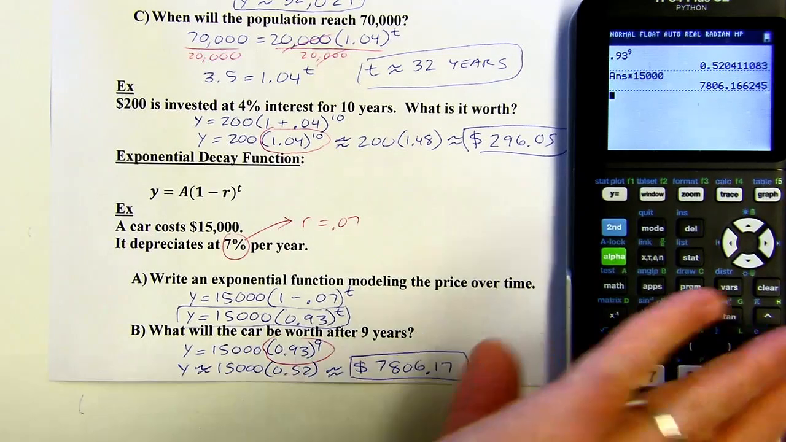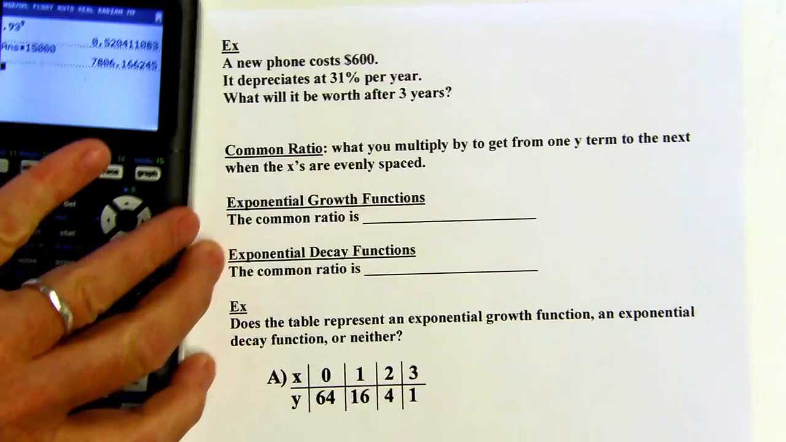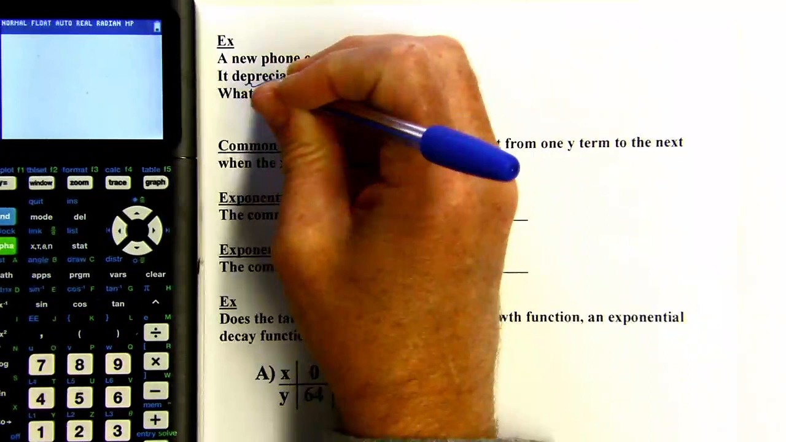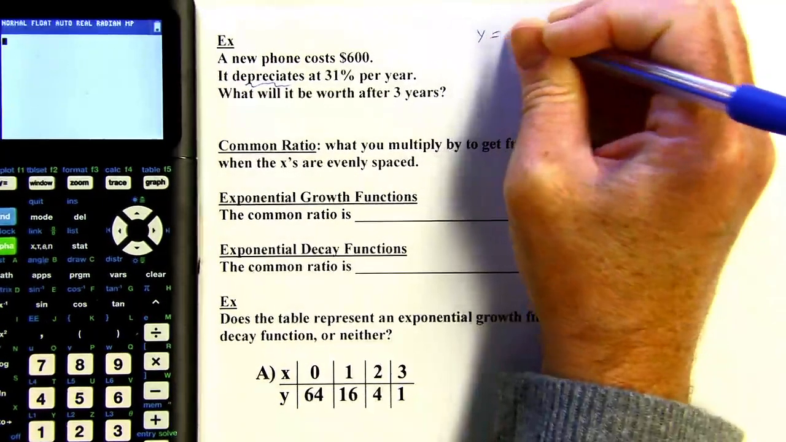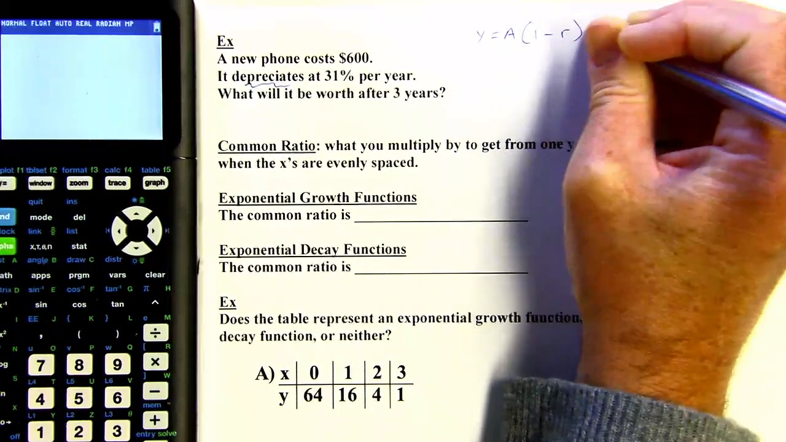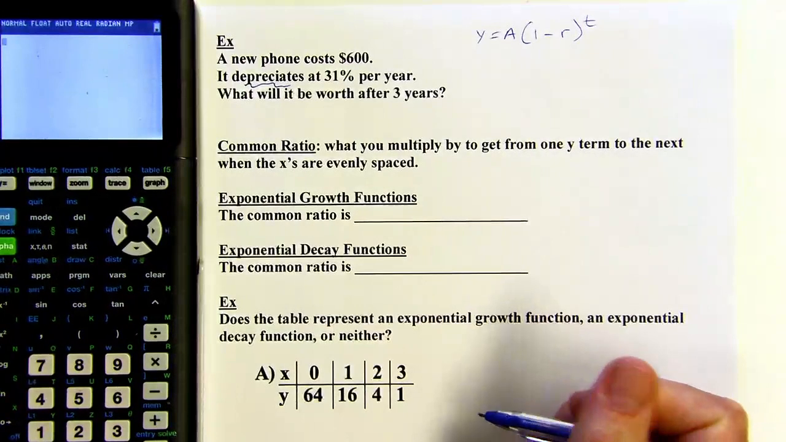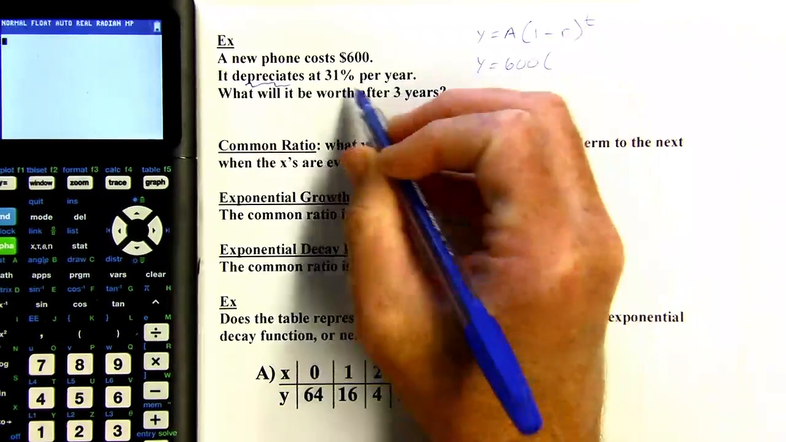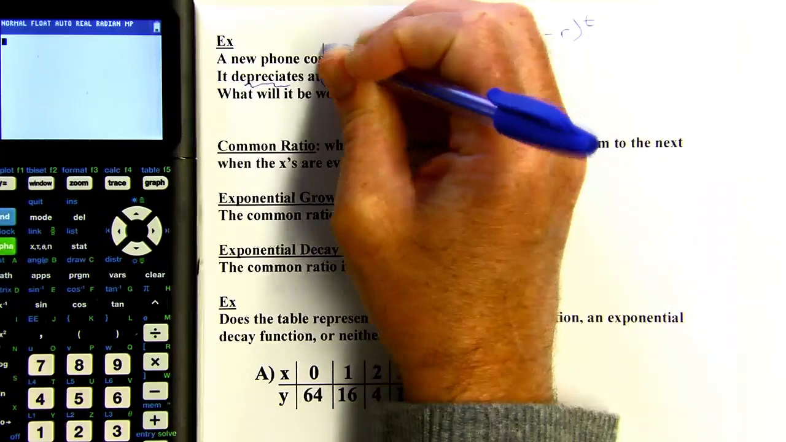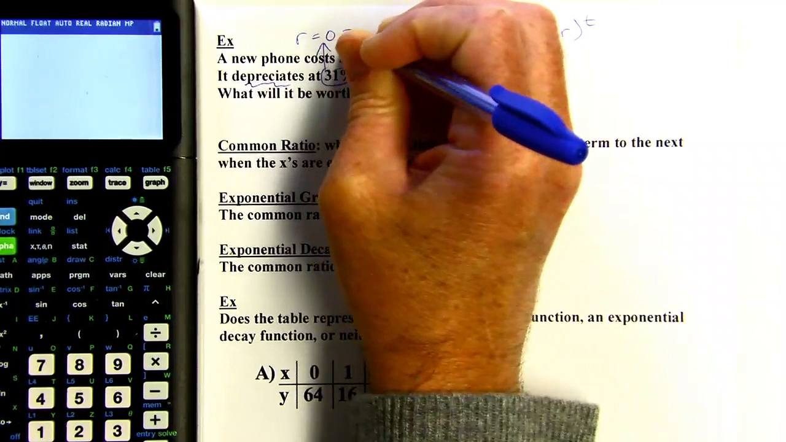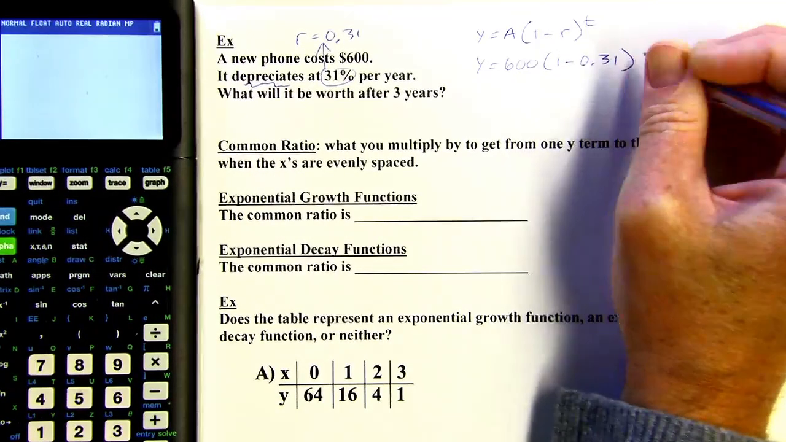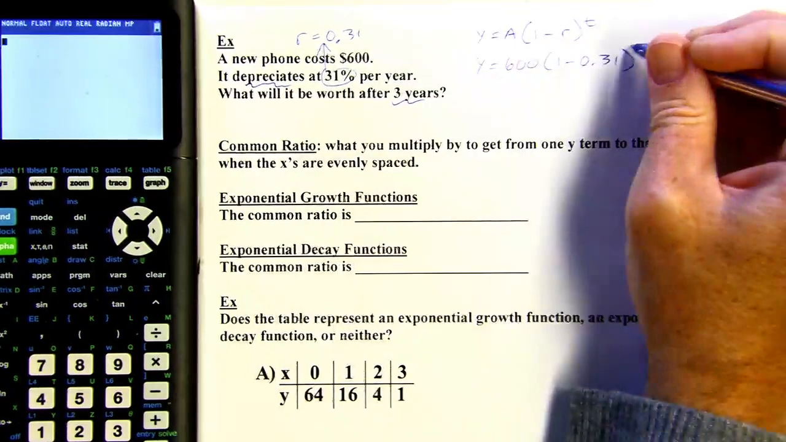We've got a new phone that's going to be depreciating in value over time. I'll put my calculator up here. All right, so since this is depreciating, that means the value is going down. That means we want to use the decay function here. I'm using this formula, okay? It costs $600 to begin with. And then the rate is 31%. And remember to write that as a decimal, so the rate is going to be 0.31. Okay, and then the time is 3 years.